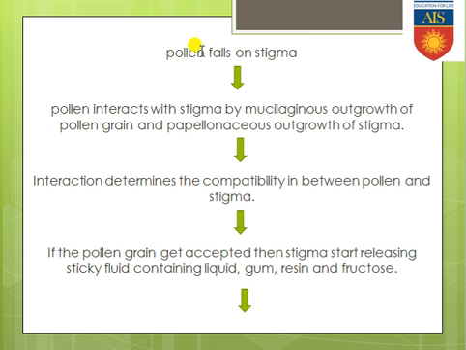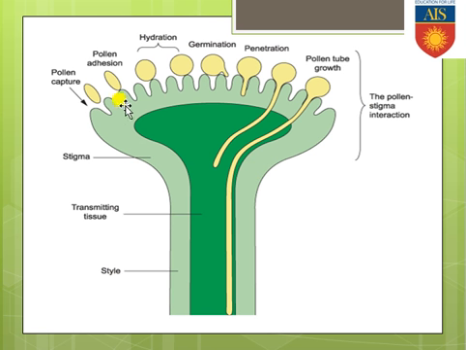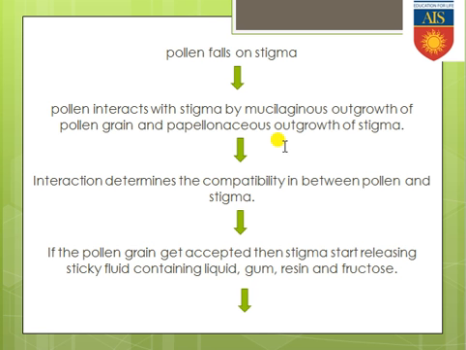Here first of all it is written pollen falls on the stigma, we all know. After that, pollen interacts with the stigma by the mucilaginous outgrowth of the pollen grain with the papillonaceous outgrowth of the stigma. In the previous figure just now you have seen these are the outgrowths which are present on the surface of stigma. Those are known as papillonaceous outgrowth, and on the surface of exine of the pollen grain, that is containing mucilaginous outgrowth. So these two outgrowths, when they are interacting with each other, then only the pollen tube is forming.